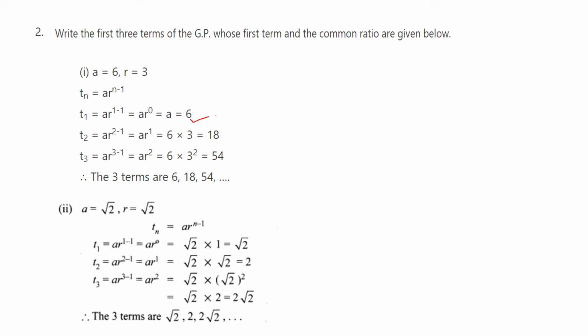Next T2 equal to A R to the power 2 minus 1. A is 6, R, second term, so 2 minus 1, R to the power 1.